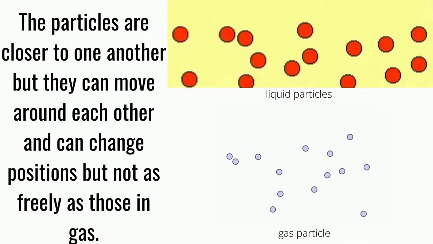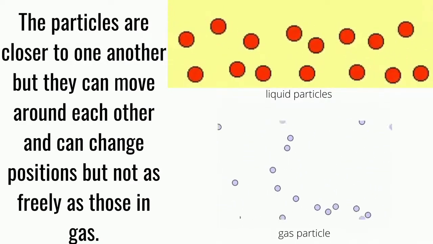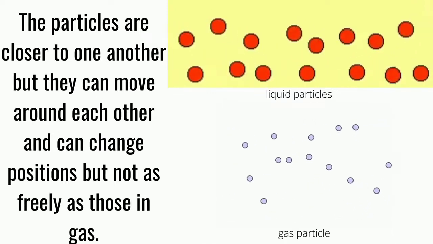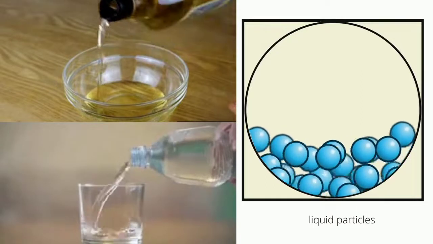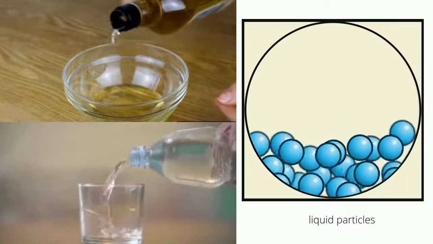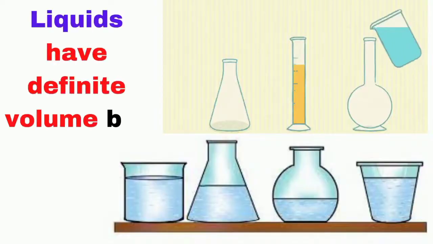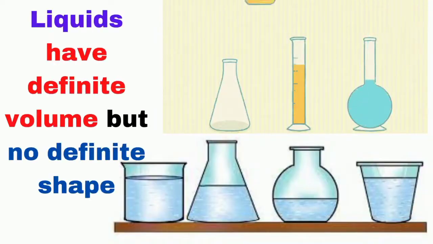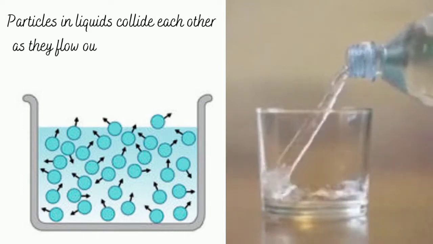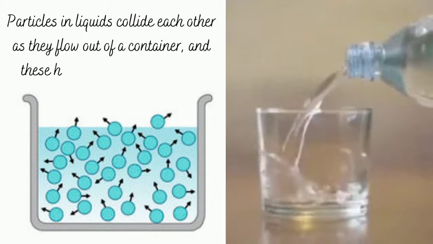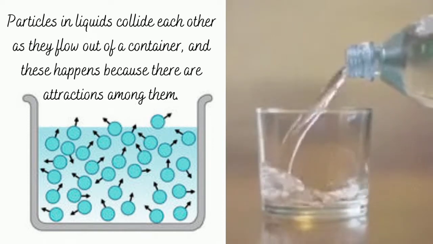In liquids, the particles are closer to one another but they can move around each other and can change positions, but not as freely as those in gas. As you observe from the given example of liquid, like cooking oil, it flows, its particles spread out and take the shape of the container while maintaining its volume. Thus, liquids have definite volume but no definite shape. Particles in liquids collide with each other as they flow out of a container, and this happens because there are attractions among them. These attractions make it possible for liquids to have a definite volume.